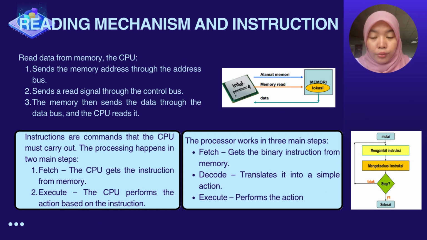To read data from memory, the CPU sends an address to the address bus and a read signal via the control bus. The memory then sends data back on the data bus. The CPU follows a fetch, decode, and execute cycle. That means it fetches instructions from memory, then decodes them into simple actions, and lastly executes the actions.